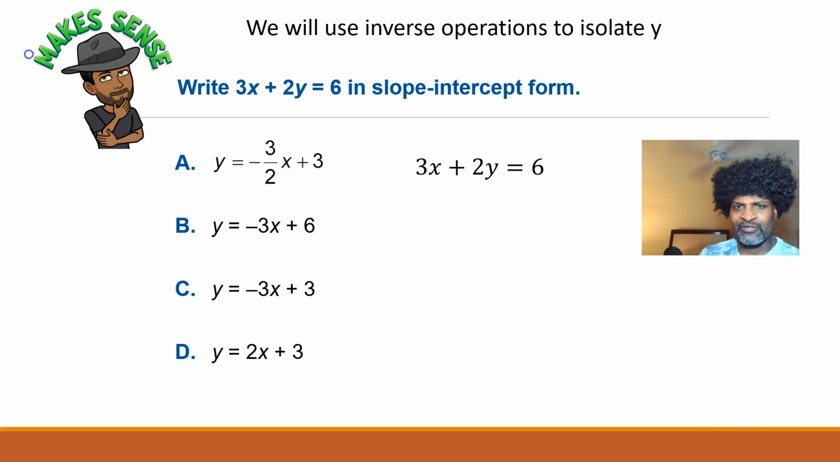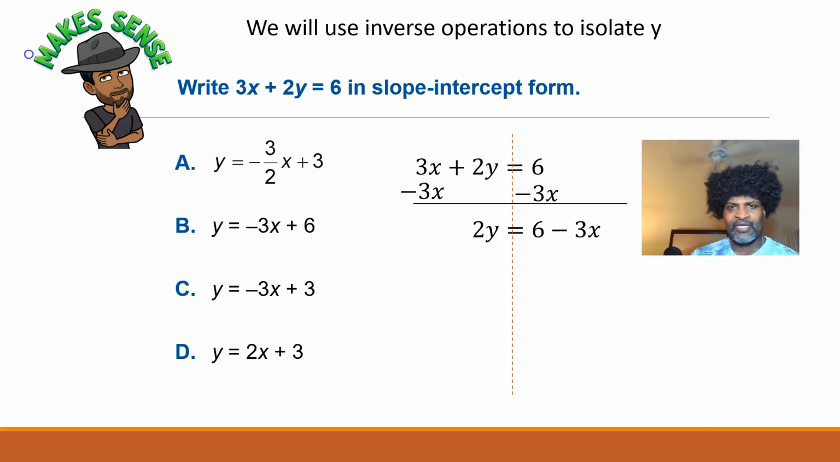So let's write the equation, and let's begin isolating the y. 3x needs to go. Subtract that from both sides. Let's keep our equal sign straight. Simplifying the left, we get rid of the additive inverses and bring down the 2y. Because 6 and -3x are unlike terms, we can't do anything about those. So we discover 2y equals 6 minus 3x, and we're almost done.